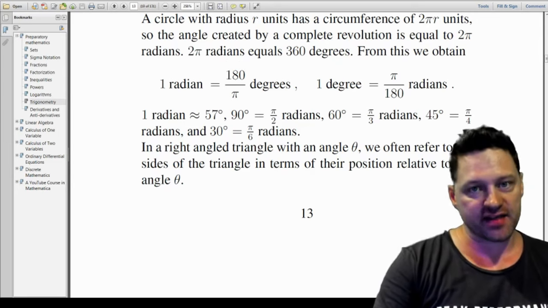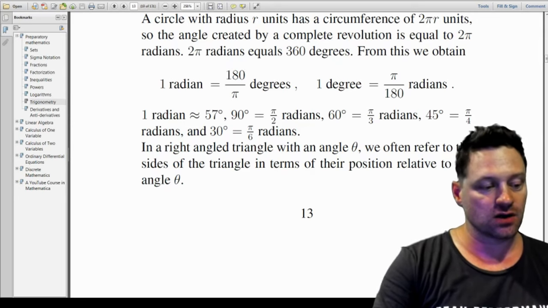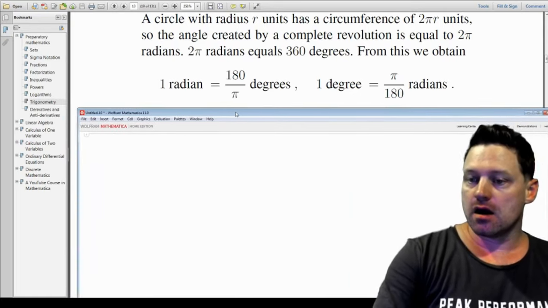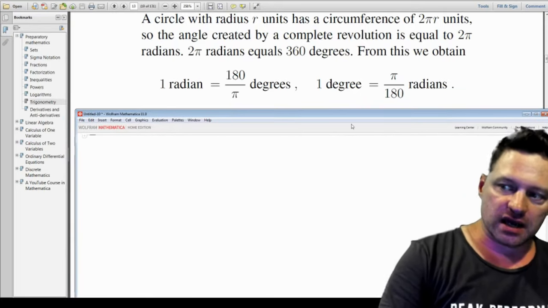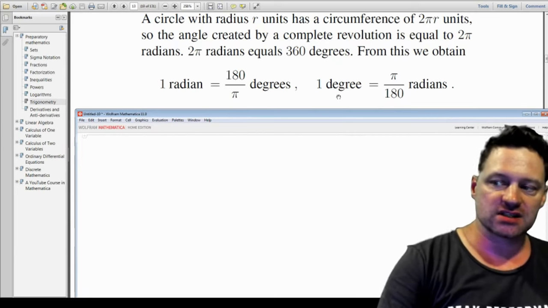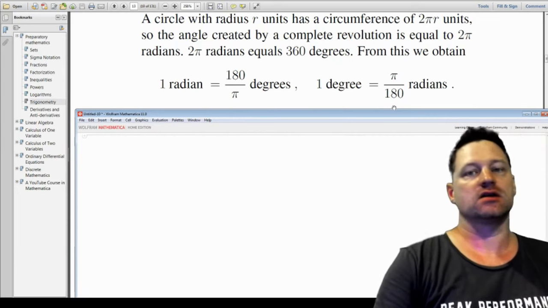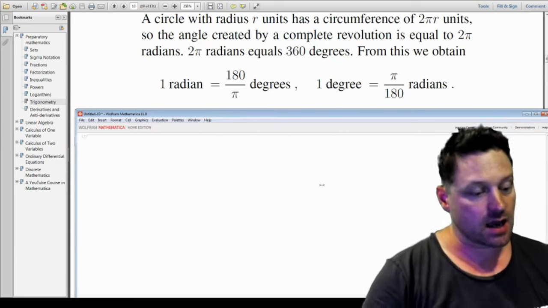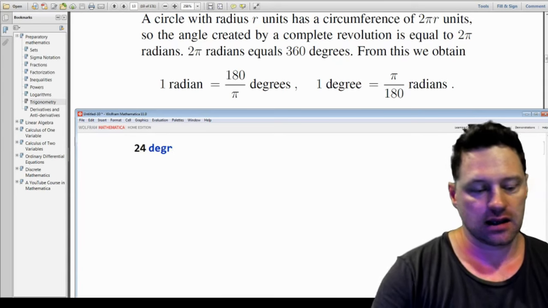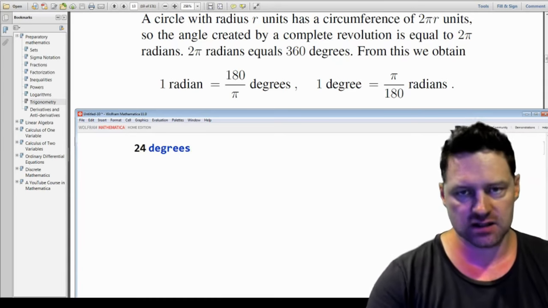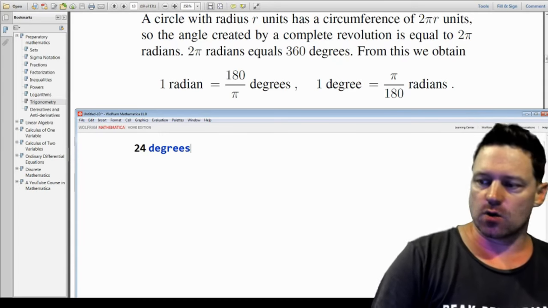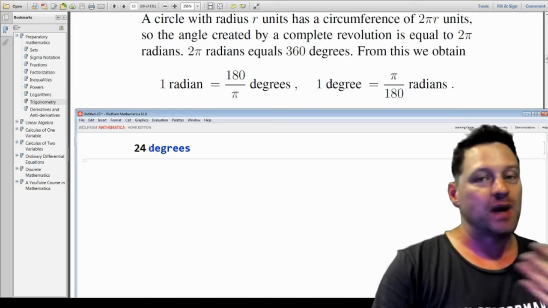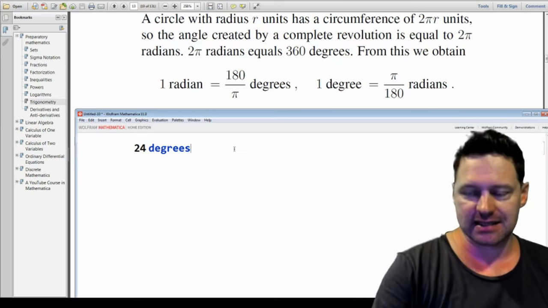I'm going to open up Mathematica now because this is a Mathematica tutorial, and we're going to talk about calculating such things. So here's my Mathematica notebook, and over here we should also say that 1 degree is pi radians divided by 180. So let's just say 24 degrees. If we were to convert this to radians, what would it be? What do I have to set up? I need to make degrees cancel. That's an aid to memory.